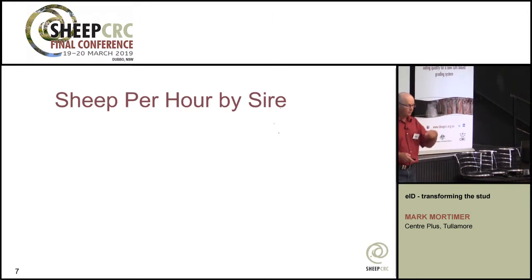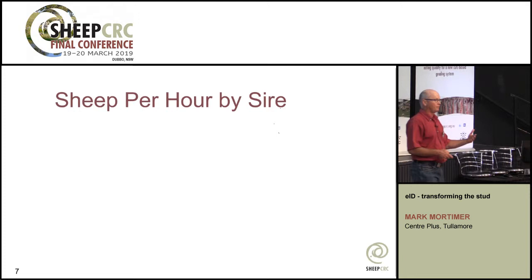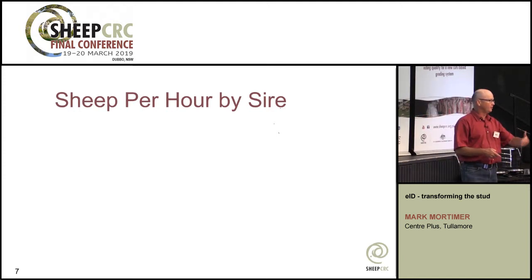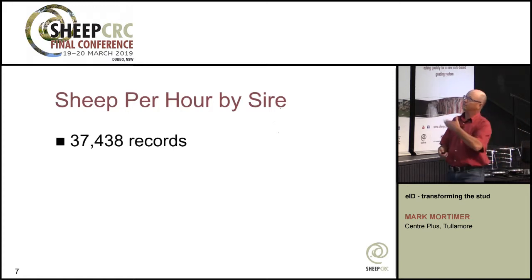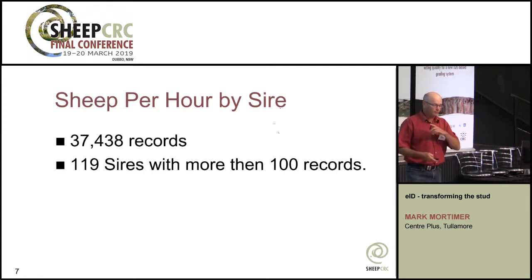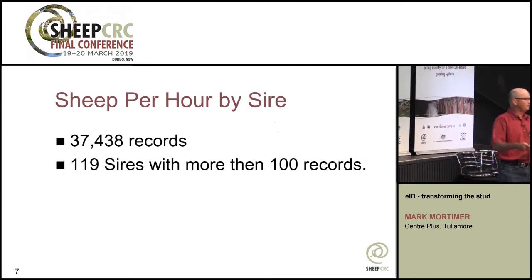Other things that I've discovered, I keep a record of every time the sheep goes through the auto-drafter, and the auto-drafter logs the time and the second that it did that. And one day I realised I could work out how long these sheep take to go through. So I had a few records that I could have a look at. There were 119 sires that had progeny with more than 100 records. And I thought, I'll look at them in sire groups.